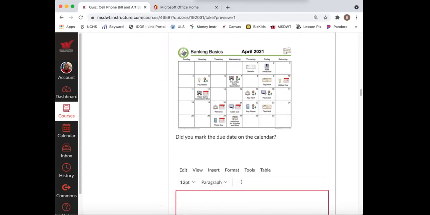Okay, so then you need to mark the date on the calendar. Okay, so here it is. You're going to look here and on the 27th, you're going to write phone due. Did you mark the date on your calendar? Yes or no?